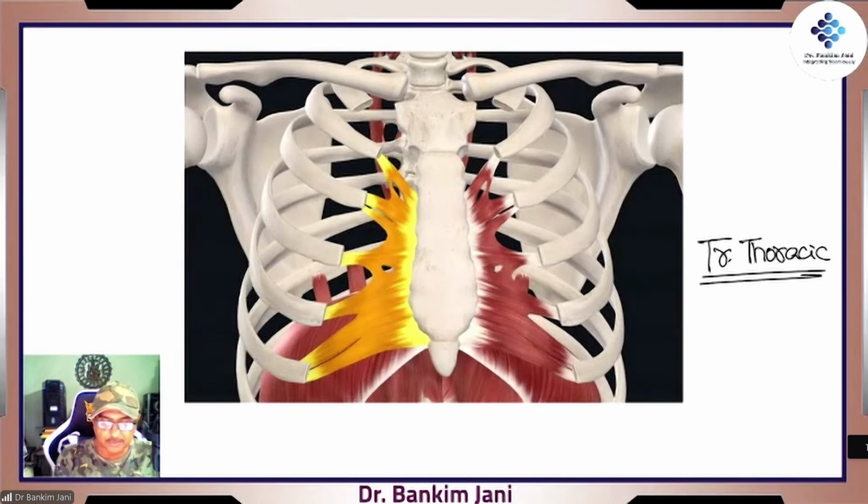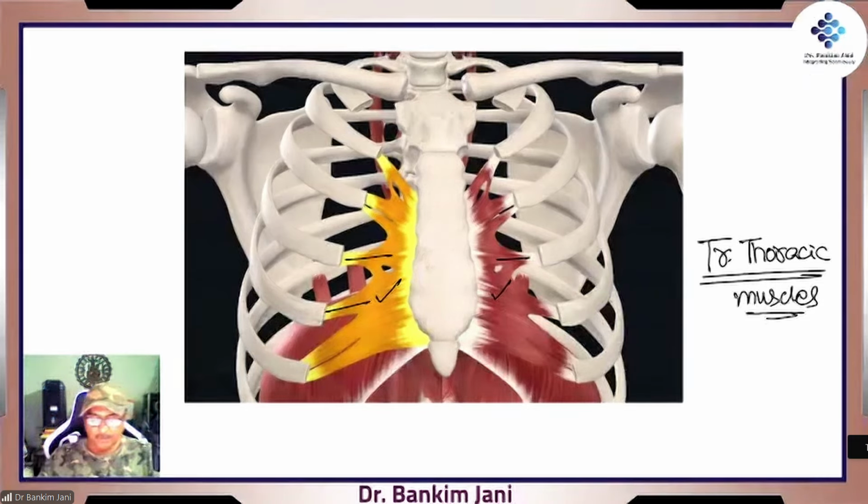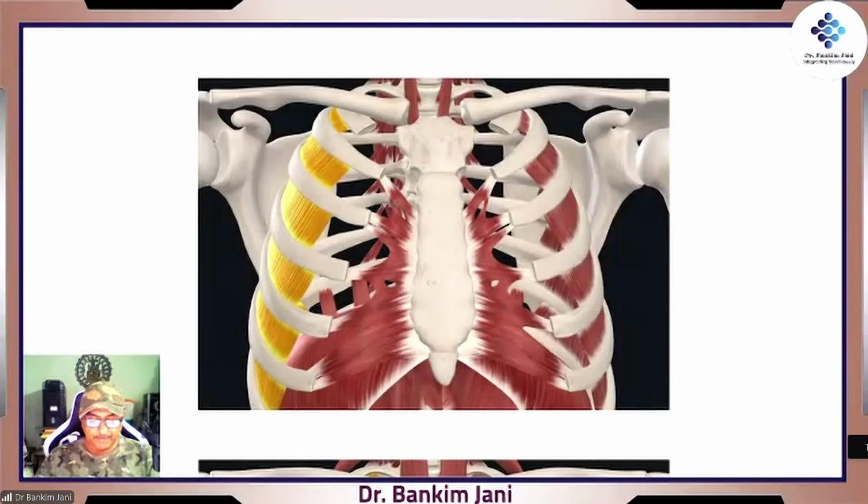This one is the transverse thoracis. This one is the transverse thoracic muscle. So see, it is a transverse layer. The fibers are arranged like this. They are a transverse layer. So that is the deepest layer.